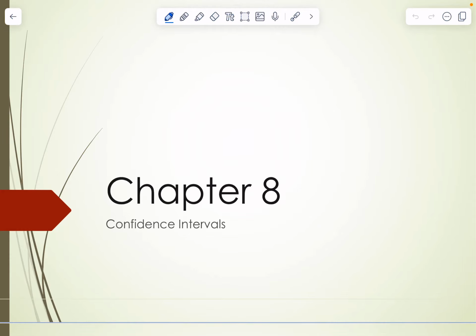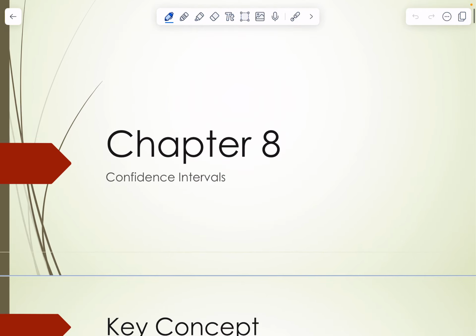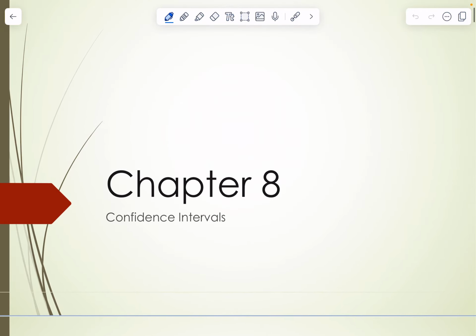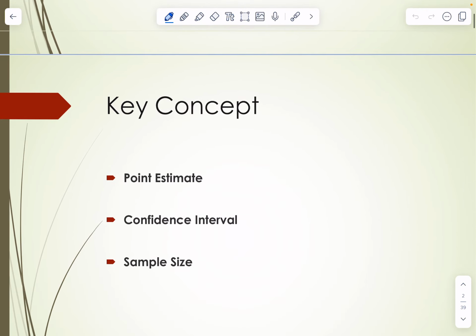Okay, hello everyone. So today we're going to cover chapter 8, sections 1 through 3, which is all we're going to cover in chapter 8. So I'm just going to call this slideshow chapter 8. So chapter 8 is really about confidence intervals. That's what the title is.